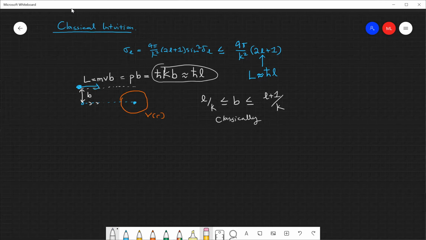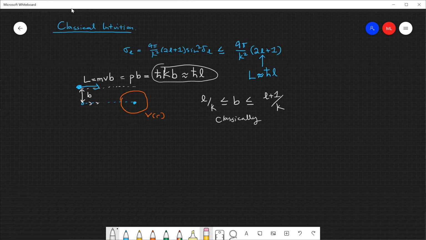It would just be whatever impact parameters are consistent with having that angular momentum, and it would be some range corresponding to a range between L and L plus 1. That's the range of impact parameters you would have classically. And so the range that corresponds to is going to tell you something about the classical cross-section, related to that range of B's.